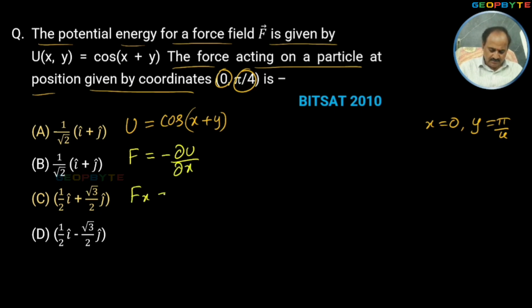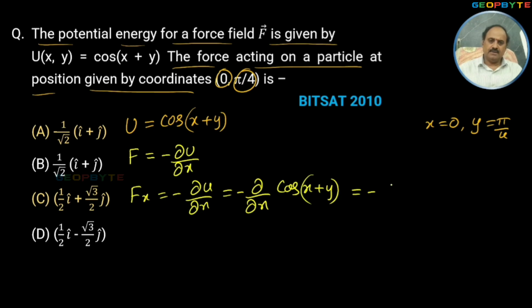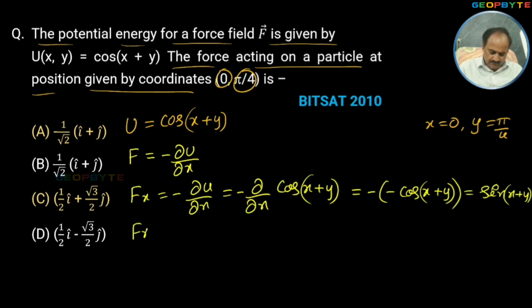Then force along x direction equal to what? Minus dou u by dou x. Here u is given as cos(x plus y), so F_x equals minus differentiation of cos(x plus y), which is minus minus sin(x plus y), and minus times minus gives plus. So finally we got F_x equal to sin(x plus y). The same way F_y also equals sin(x plus y).